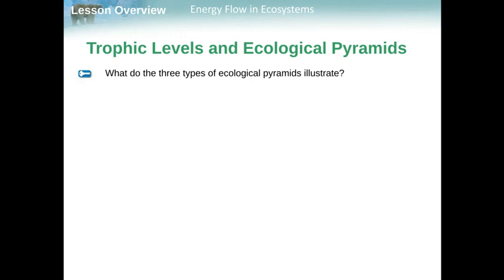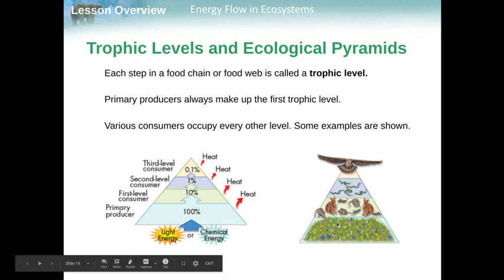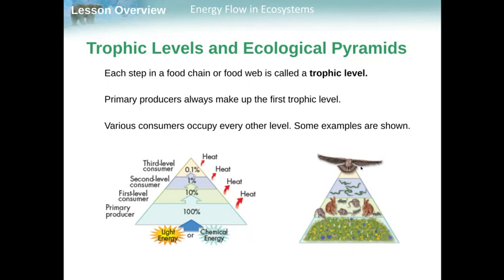And we really want to address what each of them illustrates. Now, each step in a food chain or a food web is called a trophic level. I talked about that a minute ago. So that's each step. So we see grass, rabbits, and mice. Then we see snakes. Then we see this large bird of prey up here.